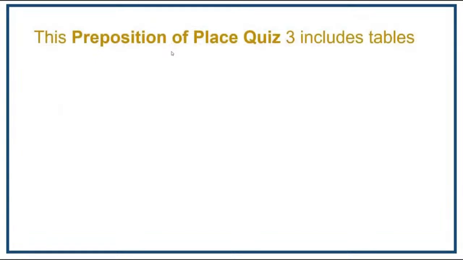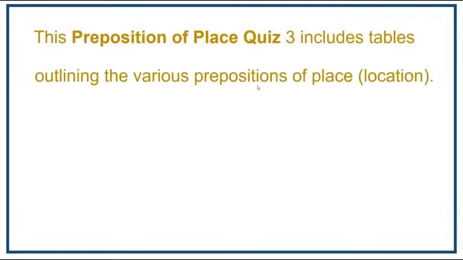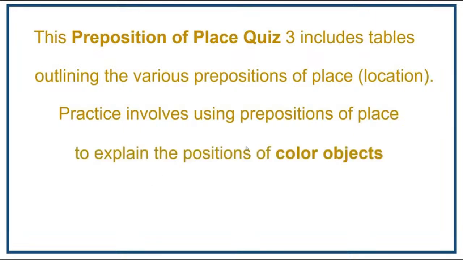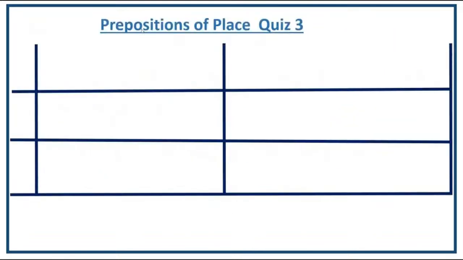This preposition of place quiz 3 includes tables outlining the various prepositions of place or location. Practice involves using prepositions of place to explain the positions of color objects in relation to one another. Prepositions of place quiz 3. Before we proceed to prepositions of place quiz 3, let's do some quick revision first on prepositions of place.